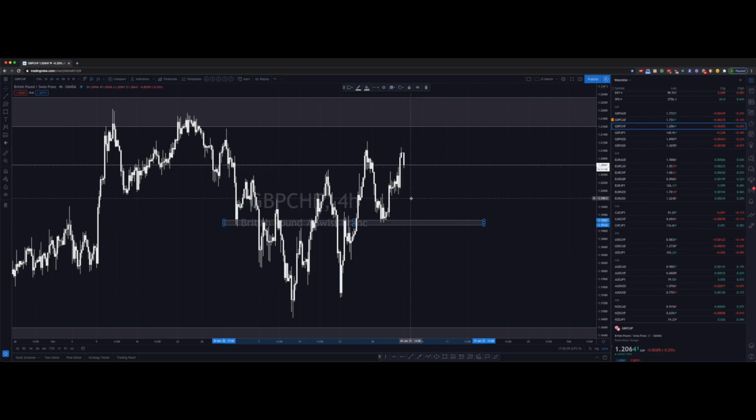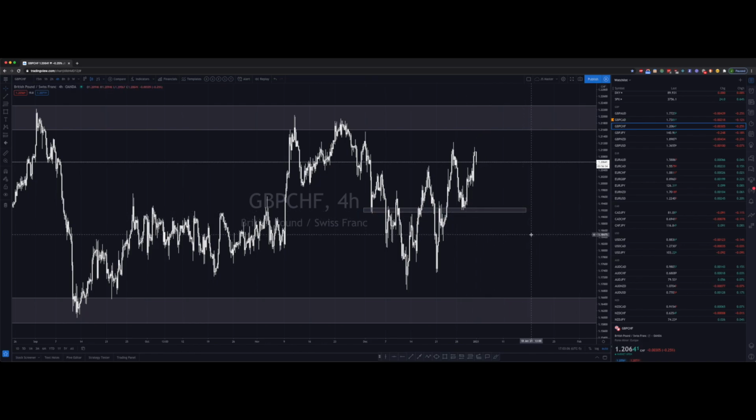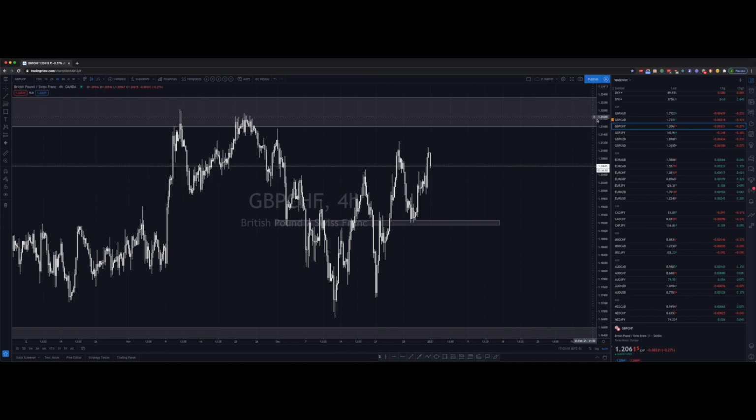So this would have probably been a decent trade, but I wasn't really around for that trade. So yeah, nothing clear for me here on GBPCHF. So we go to GJ.